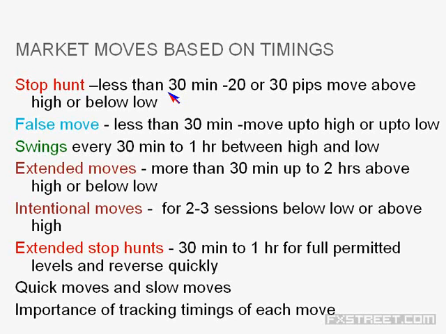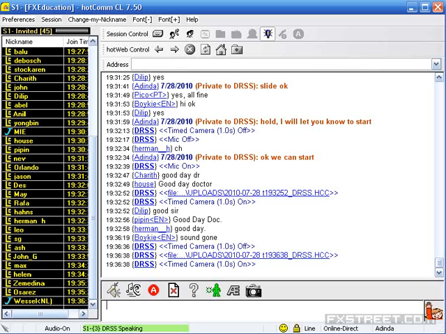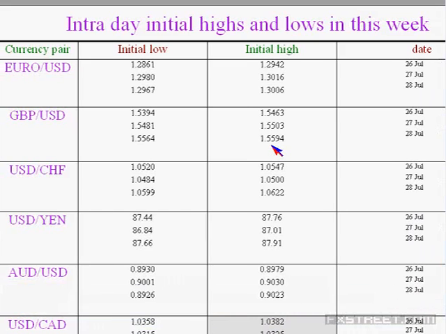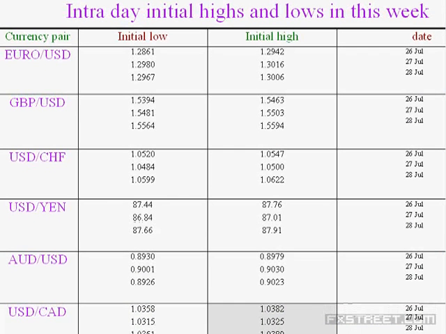Today, during the Asian session live market analysis, I was explaining that they made an initial cut in the case of GBP. Probably I'll just show the slide and explain to you. These are the initial lows and highs. In the case of GBP, the initial high was 1.5594 and they made a breach above that and went up to 1.5624. It was a typical stop and reverse. They came back below 1.5594 in less than 30 minutes.